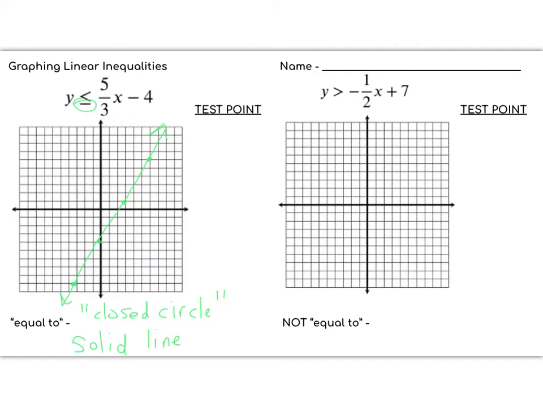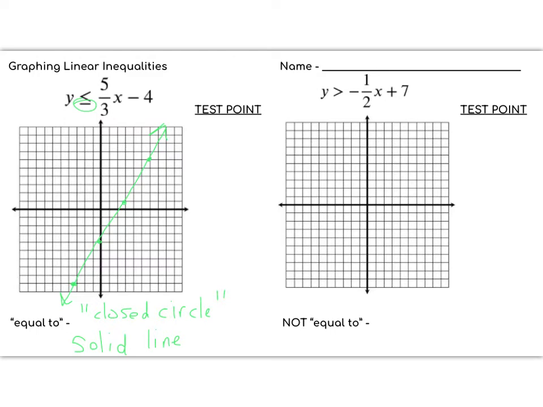Now, we need to decide, are the rest of the points that are solutions to this above this line or below this line? And the way we're going to do this is we're going to pick a test point. You can pick any point on the coordinate plane except for a point that's on the line, okay? A point that's on the line will not work. So any other point. Be nice to yourself.